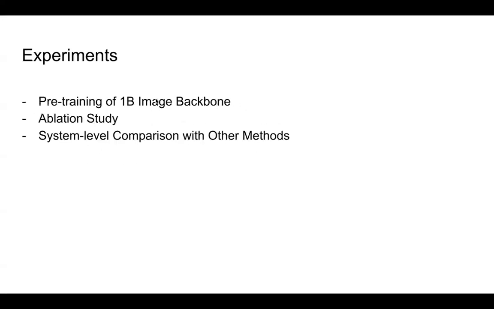So let us go towards the experiments. In the experiments, there are three points we discuss, starting with pre-training of a 1B image backbone. It utilizes the InternImage convolution-based image backbone with 1 billion parameters. Our pre-training approach achieved remarkable results, unlike previous methods which rely on complex multi-stage pipelines. M3I pre-training offers a single yet highly effective single-stage paradigm.